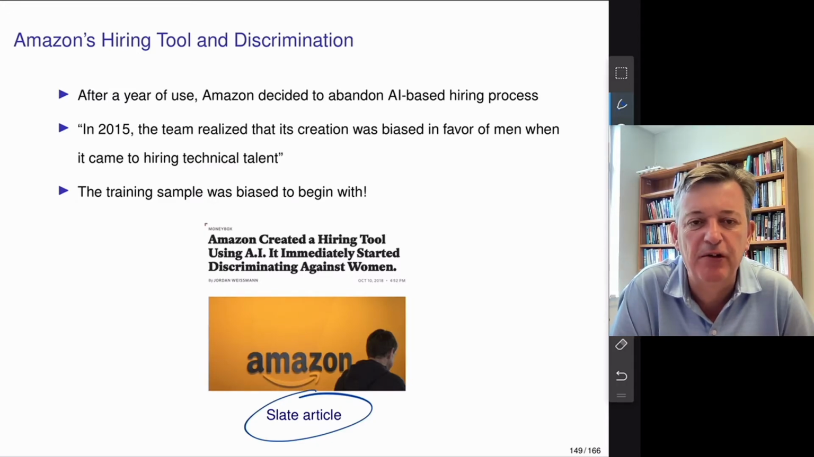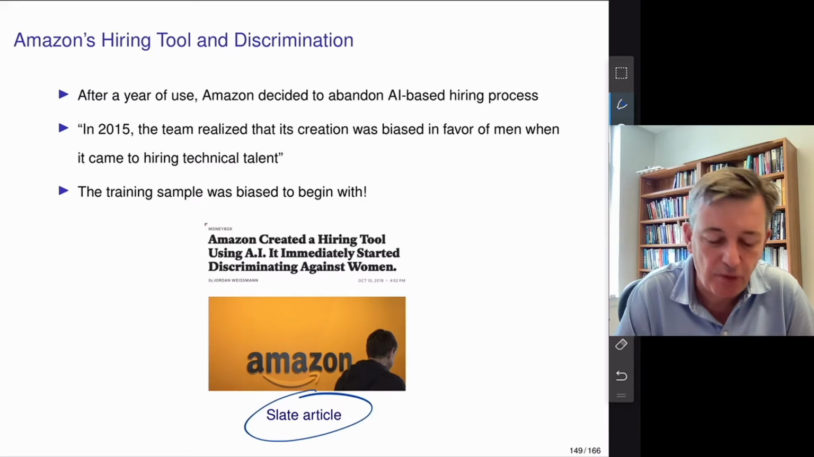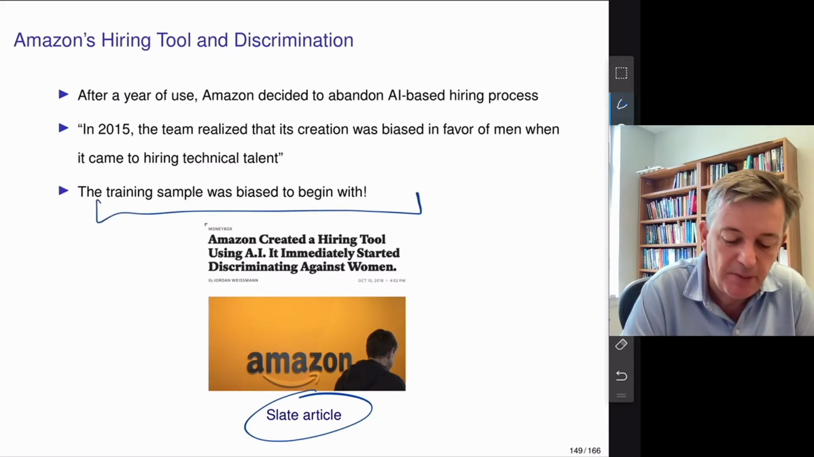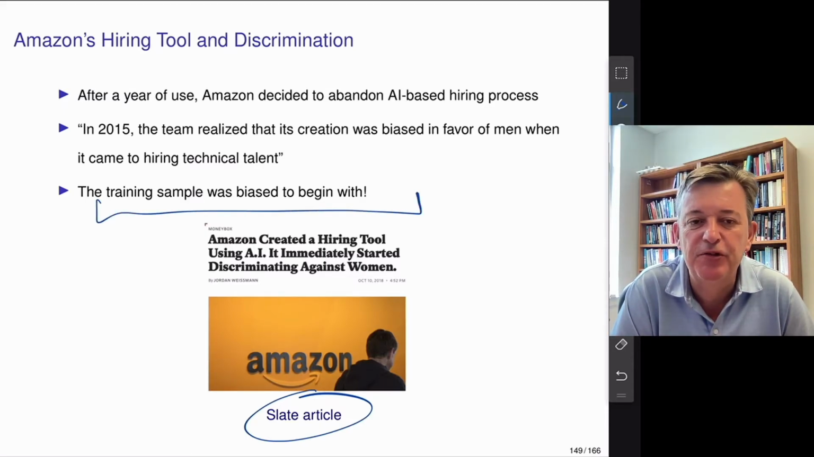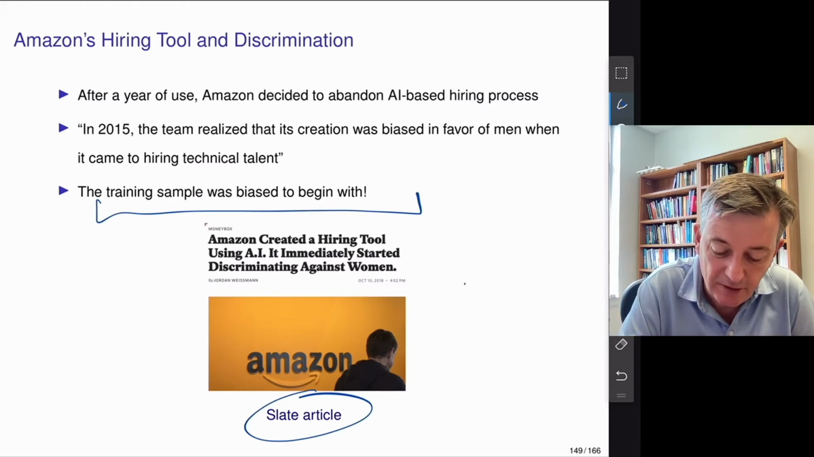It's an interesting article from 5 years ago where Amazon sort of got it wrong. Its AI algorithm was biased in favor of men over women, and I think when people went back to look at it, it was partly because the training sample was biased to begin with. So there's a big new area in academics of looking at fairness in AI. How does one assess the fairness of an algorithm?